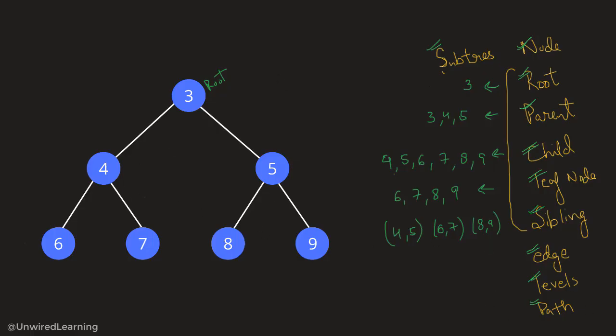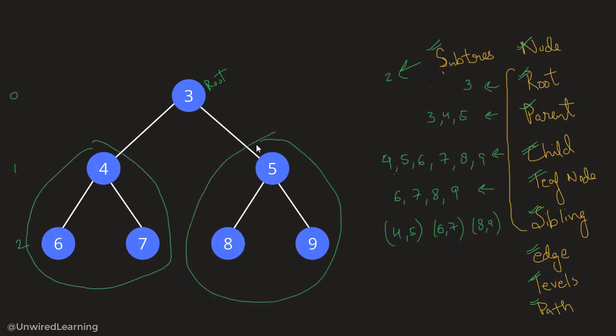I think you'll have information about levels, which are going to be 0, then 1 and 2. And then we have paths. Paths can be from 3, 4 to 6, then 3, 4, 7, then 3, 5, 8, 3, 5, 9. And about subtrees, we have 2 subtrees, which are this one and this one. That's it. This was the basic introduction to trees.